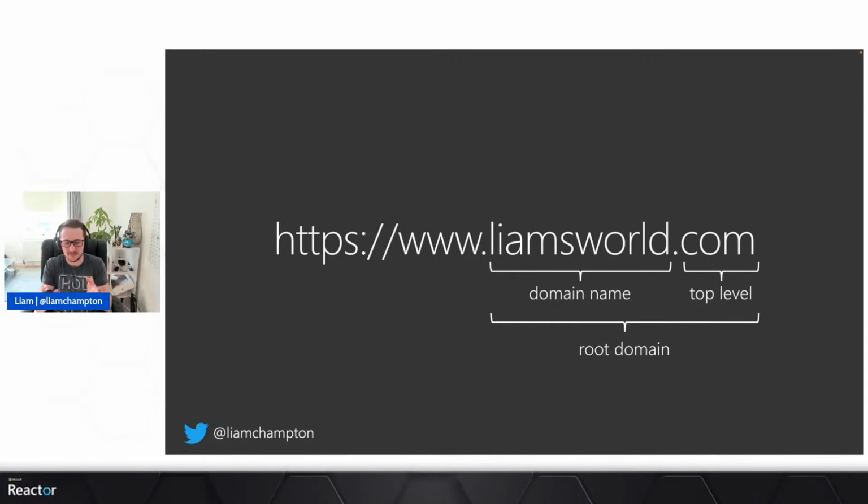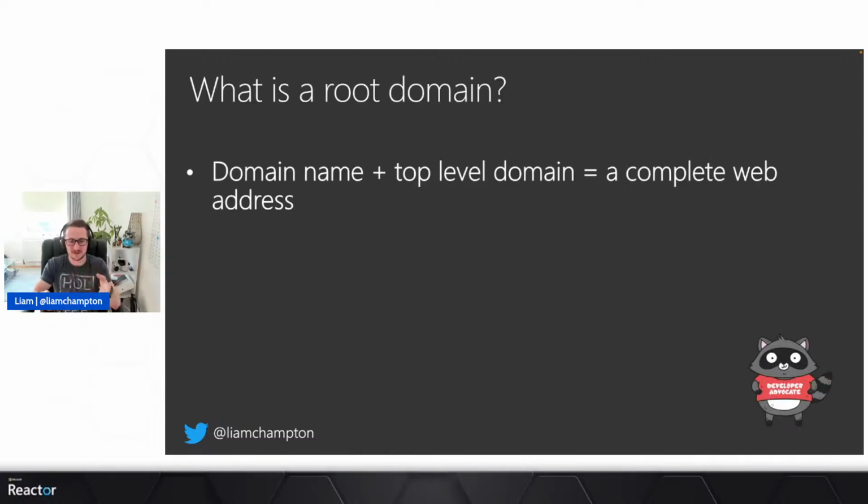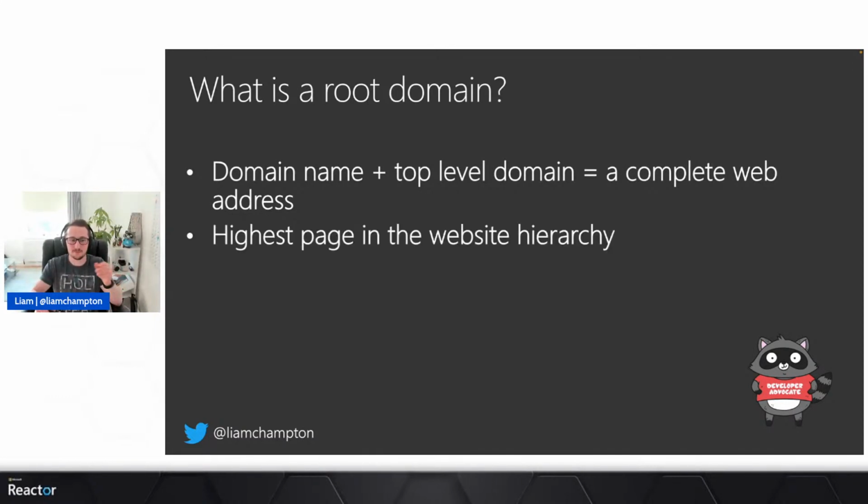And this is the next part, which is a root domain. The root domain comprises the top level and the domain name, which in turn gives you a full readable address, liamsworld.com. That's what you'd say. You don't usually say to somebody, hey, go to this website, www. or https, www.liamsworld.com. You say, go to liamsworld.com. It's a full address. It's readable. It's translatable. So like I said, it's the domain name and the top level domain concatenated.